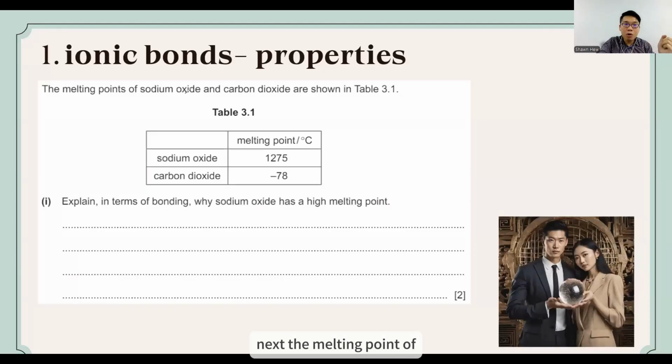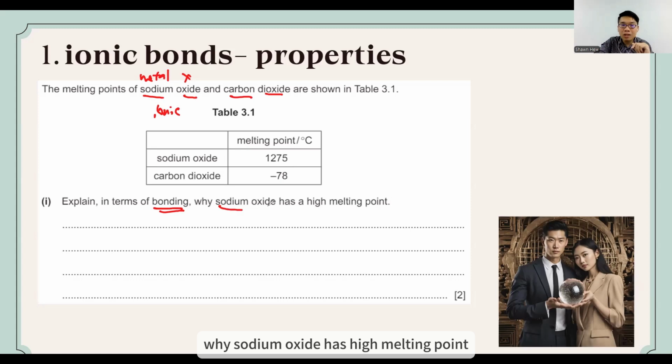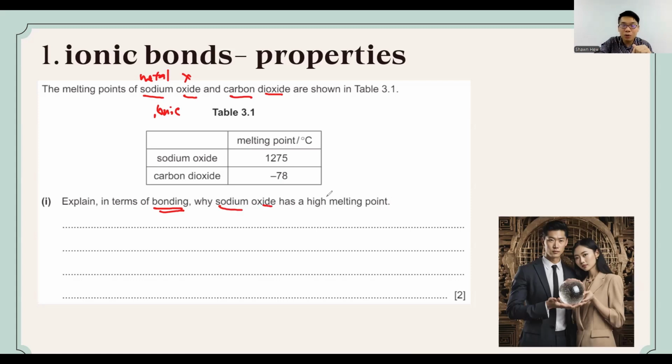Next, the melting point of sodium oxide. Sodium is a metal and oxygen a non-metal, so it's ionic. Carbon and oxygen are both non-metals, so it's covalent. So they give you the melting points, which are very, very different. Explain in terms of bonding why sodium oxide has a high melting point. Explain based on the ionic bond.